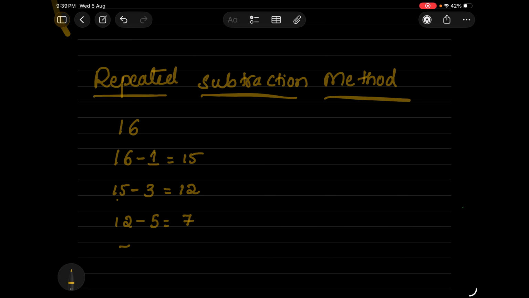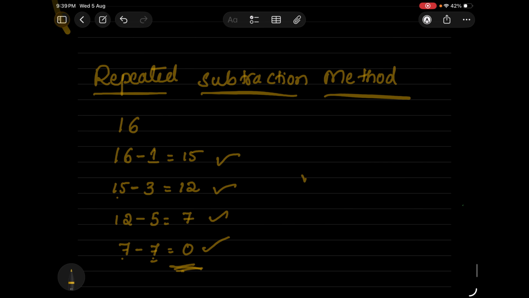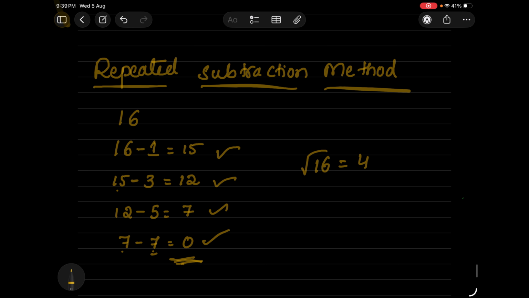And again 7 you subtract from 7, which is the fourth odd number. 7 minus 7 is 0. So stop here because we got 0. Till you get 0 you have to repeat the subtraction. In how many steps we subtracted? 4 steps. Therefore square root of 16 is equal to 4. Easy, right? We'll take one more example.